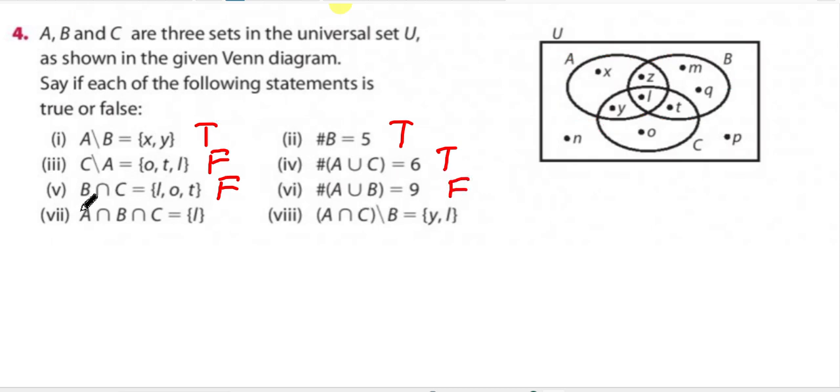Okay. Everything in A, intersection everything in B, intersection everything in C is L. Is L dead center? So that is true. Okay. Next one. A intersection C less B is Y and L. So what do we think? A intersection C is this one here. But then it says you're not allowed to be in B. So I have to get rid of that one. So false. Right?